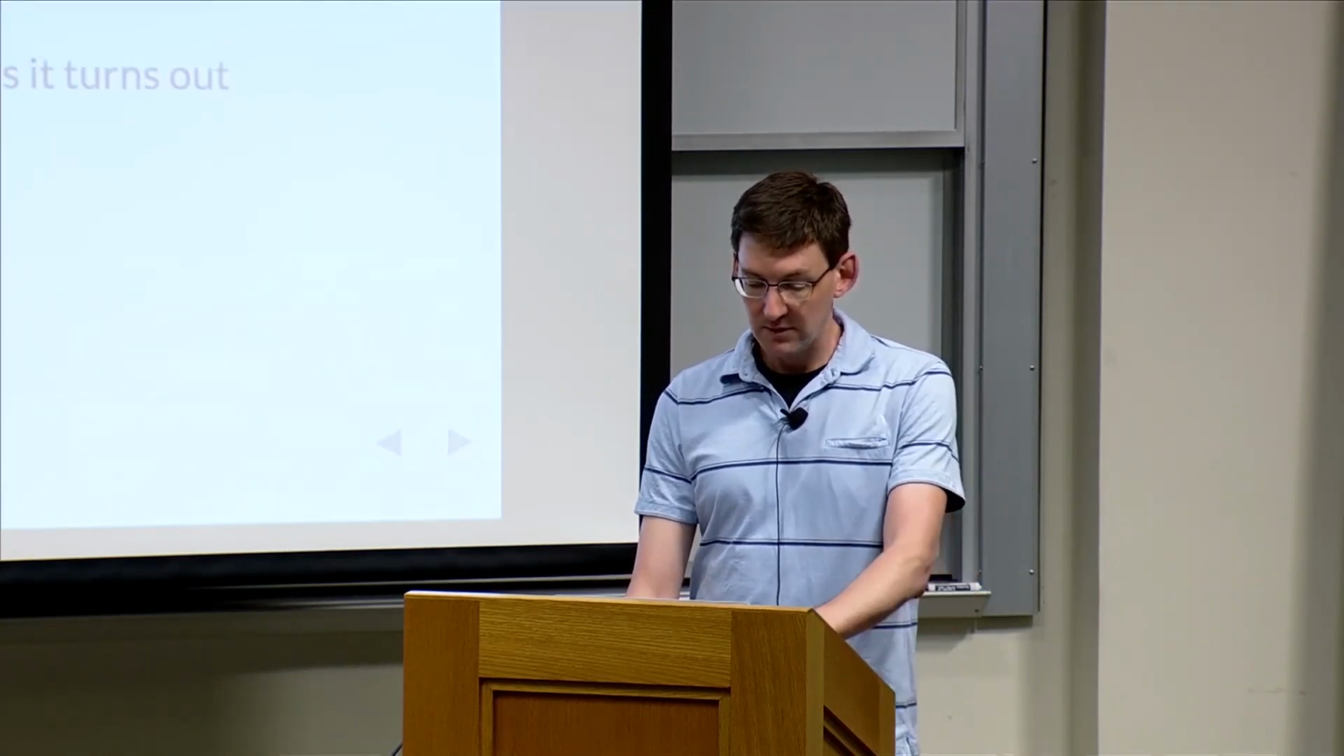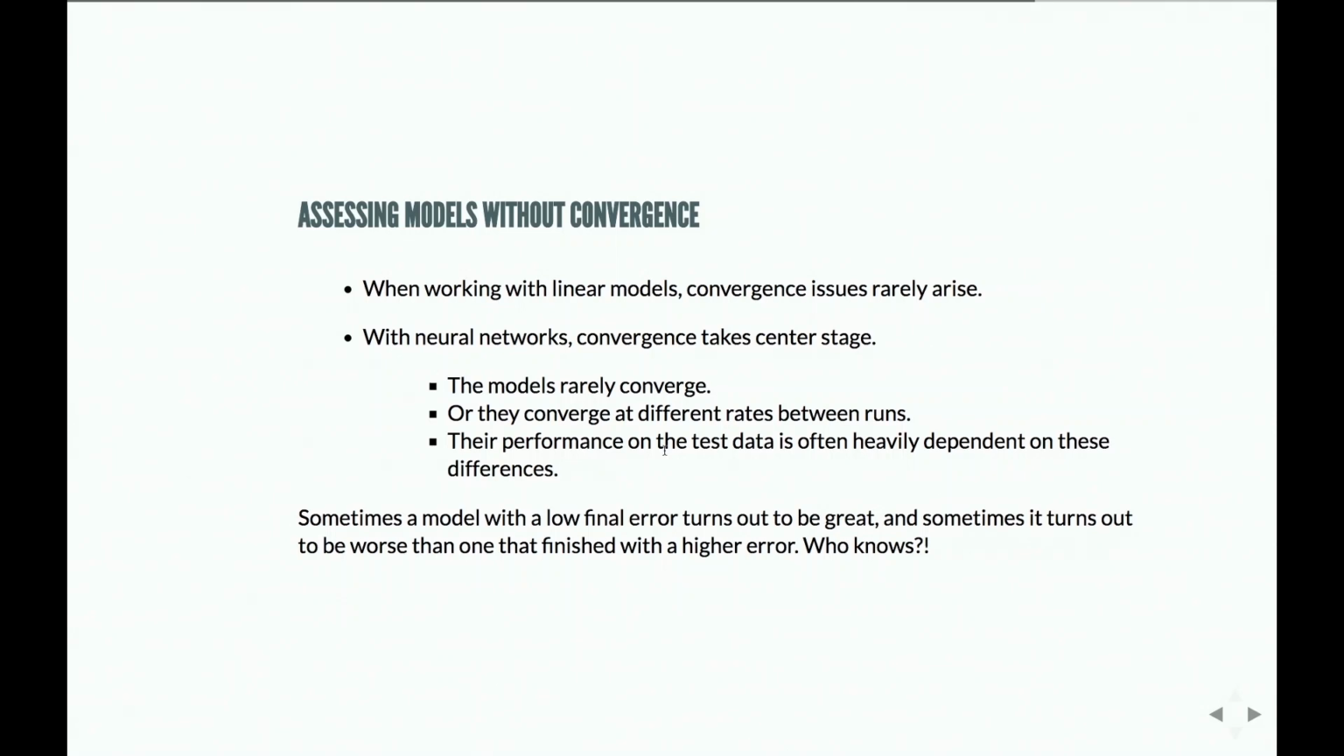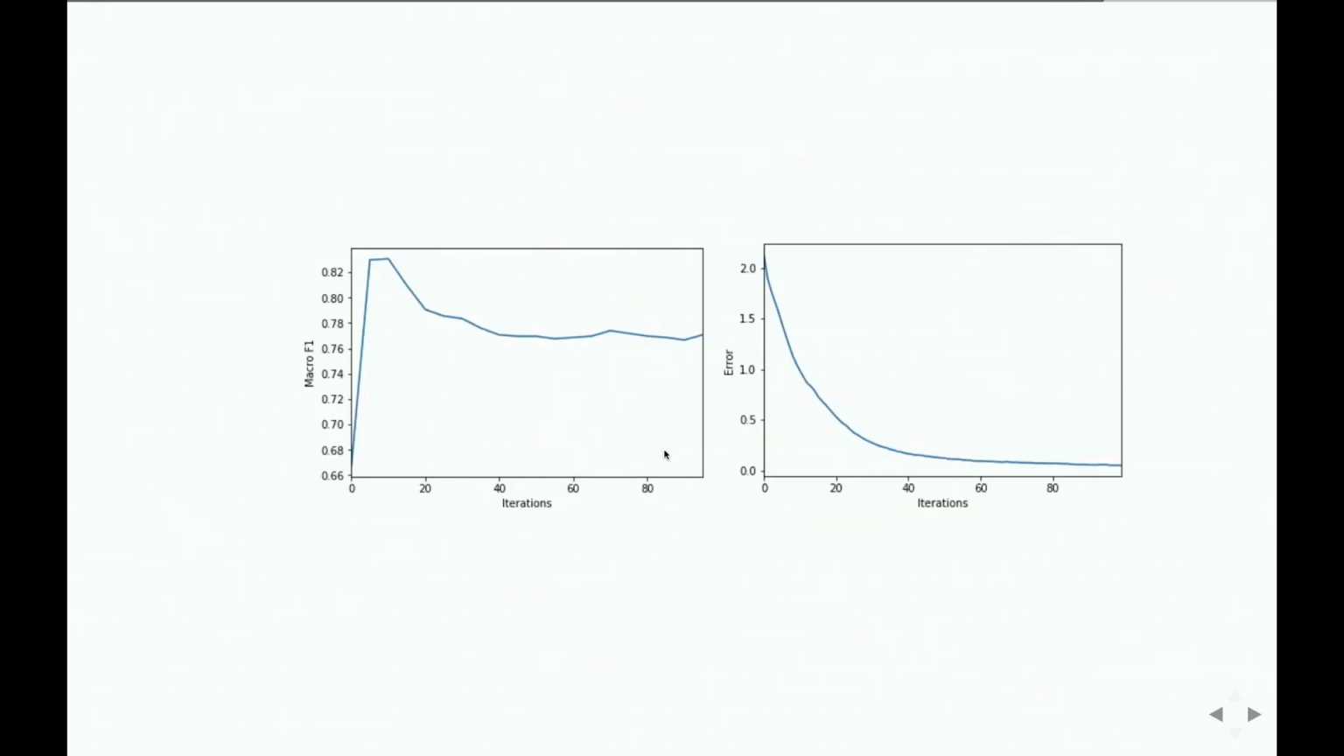I mentioned before that a low error rate doesn't always correspond to good performance. Here's an actual pair of learning curves. I have macro F1 here and the number of iterations. And for whatever reason on this run of the model, performance got really good and then leveled off. Meanwhile, over here, error versus iterations, the error just kept getting lower and lower. But obviously, this was arguably having a negative effect or no effect at all, even as this error went way down. And that's just because at a certain point, you start to overfit to the training data.